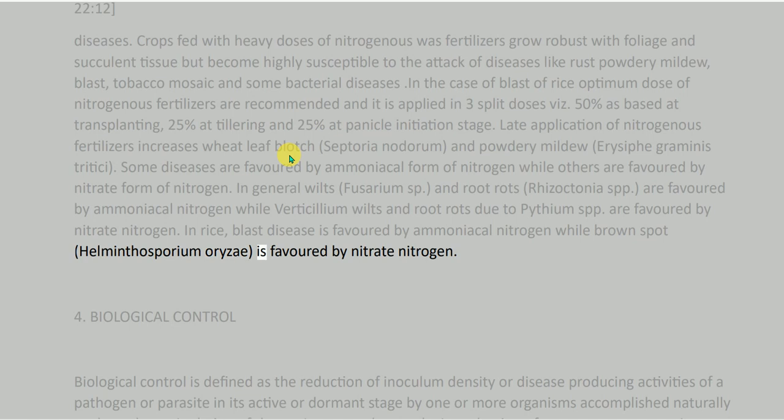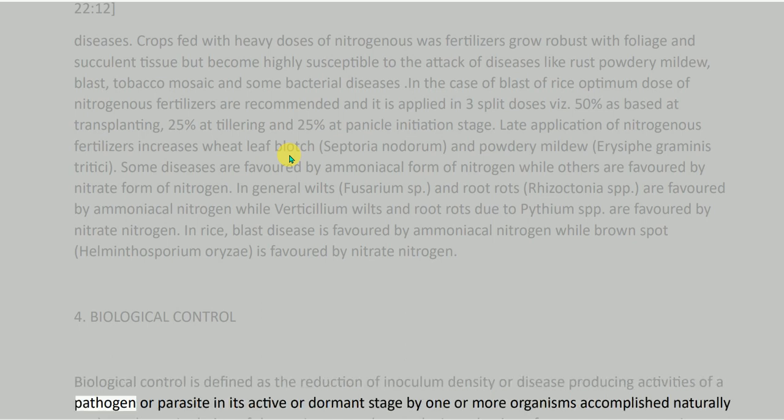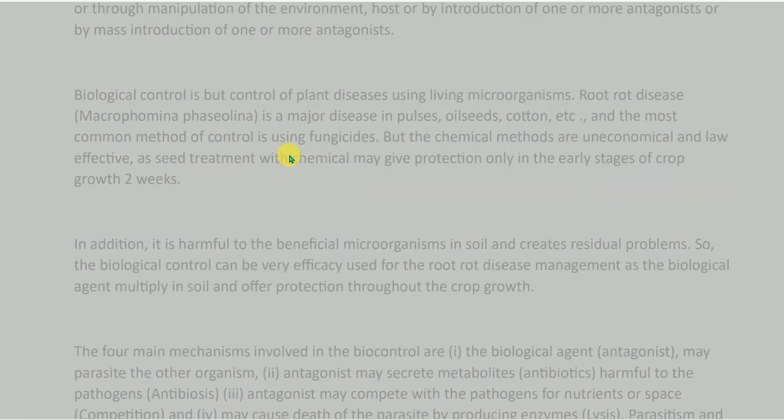4. Biological control. Biological control is defined as the reduction of inoculum density or disease-producing activities of a pathogen or parasite in its active or dormant stage by one or more organisms, accomplished naturally or through manipulation of the environment, host or antagonists, or by mass introduction of one or more antagonists. Biological control is the control of plant diseases using living microorganisms.